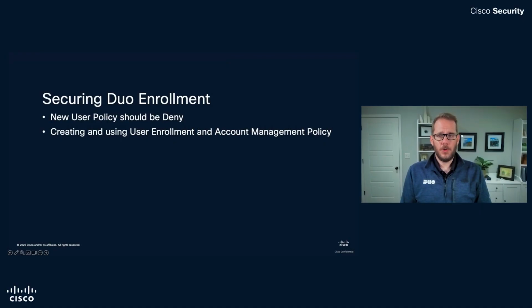Well, the first thing you can do is disable the new user policy that allows inline enrollment. So instead of allowing unenrolled users to enroll in line with authentication, change your new user policy to deny. This will prevent compromised accounts from giving attackers an ability to register their own MFA device to impersonate a legitimate user. Second, you can leverage Duo's new user enrollment policy.